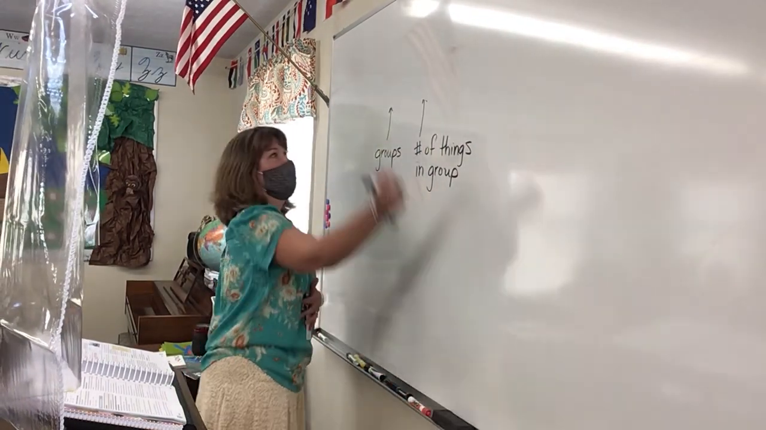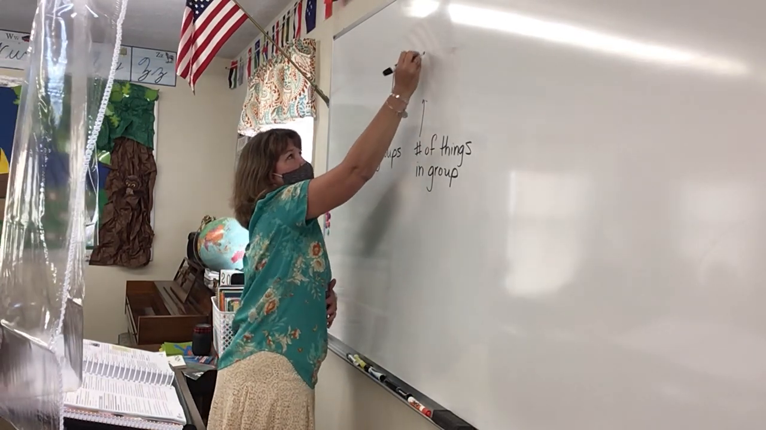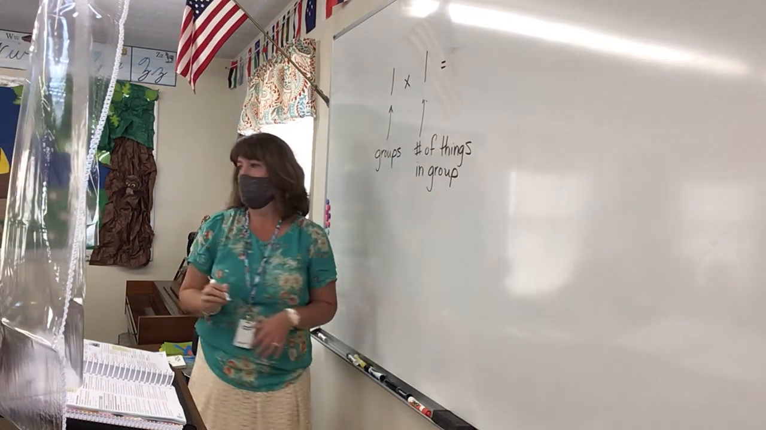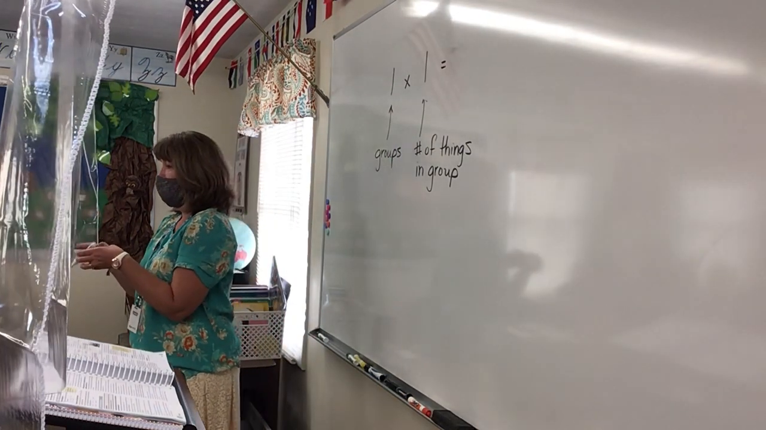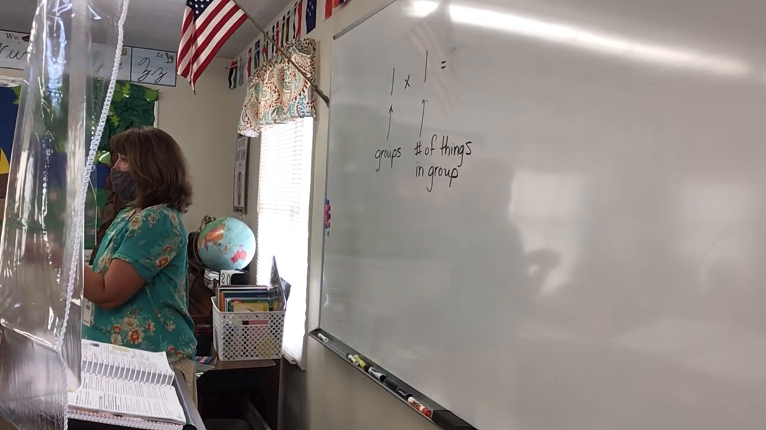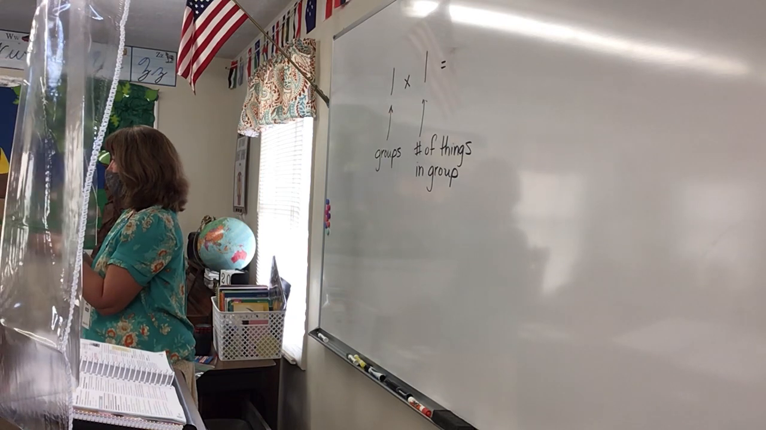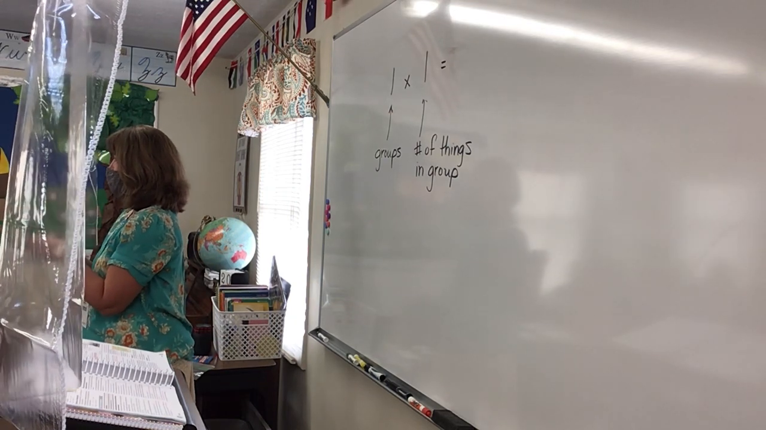Now let's go to, say we have 1 group and 1 thing in that group. All right, so let's say I have a cup, 1 cup, and I have 1 pencil in my cup. How many pencils do I have? Mackenzie? 1.